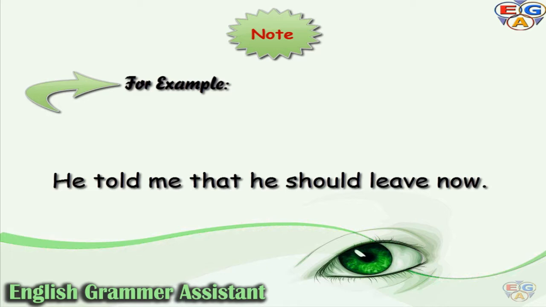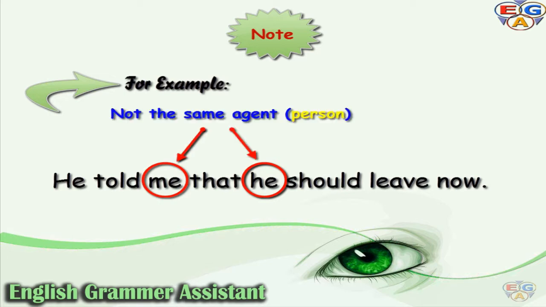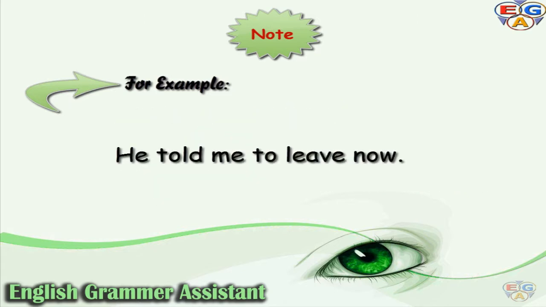For example, he told me that he should leave now. The noun clause in this sentence can't be reduced, because the subject of the noun clause is different from the indirect object of the main clause. If we reduced it, for example, this sentence would be like this. He told me to leave now. This will mean that he is ordering the recipient of speech to leave rather than informing him or her about his intention to leave, and this is a complete distortion of the meaning.